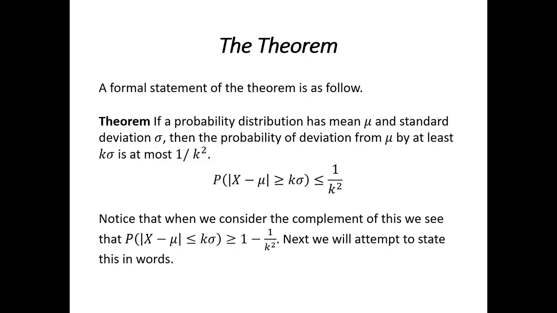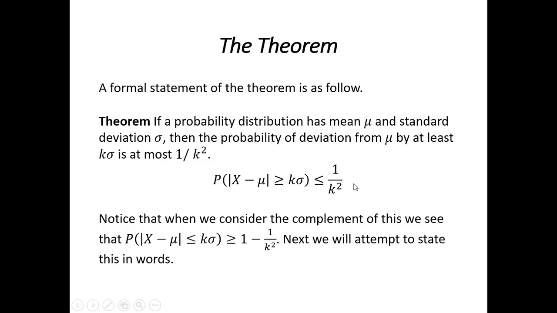Okay, so the formal statement of the theorem goes as follows. If a probability distribution has a mean mu and a standard deviation sigma, then the probability of deviation from mu by at least k sigma is at most 1 over k squared. So in mathematical terms, we get an inequality that looks like this, and this tells us that the probability that a deviation is greater than or equal to k sigma is less than or equal to 1 over k squared.